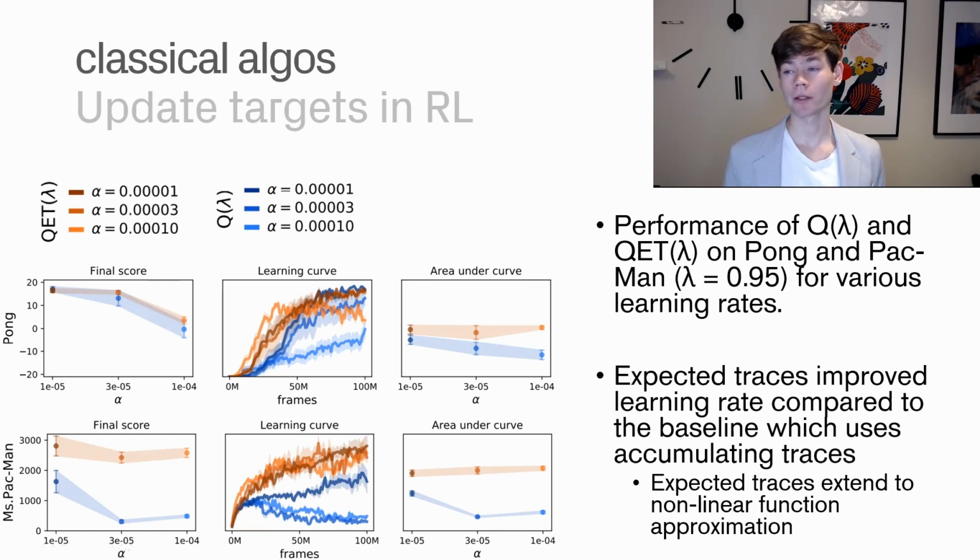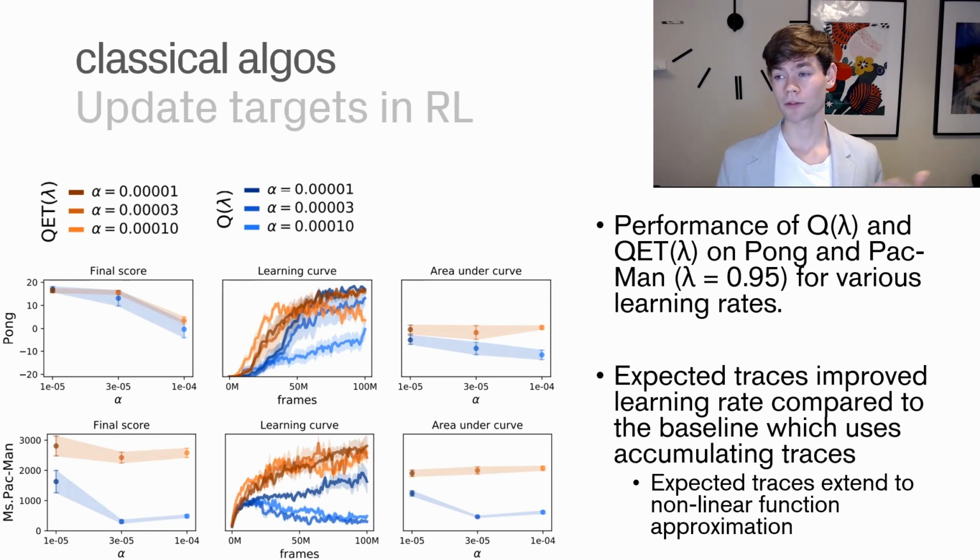They also investigated how well this generalizes to neural networks. So they're leaving the linear value function approximation behind, and here they're actually using neural networks to investigate the results. And they're doing this for 2 Atari games. So this is Pong and Pac-Man. And similar to what we could see before, the results are basically better for this new algorithm that they developed. This is Q-learning, so now they're comparing Q-lambda and QET lambda, and the lambda value is 0.95. And the expected traces improved learning rate compared to the baseline, which uses accumulating traces. And the expected traces extend to nonlinear function approximation. That's basically what we can say from here.